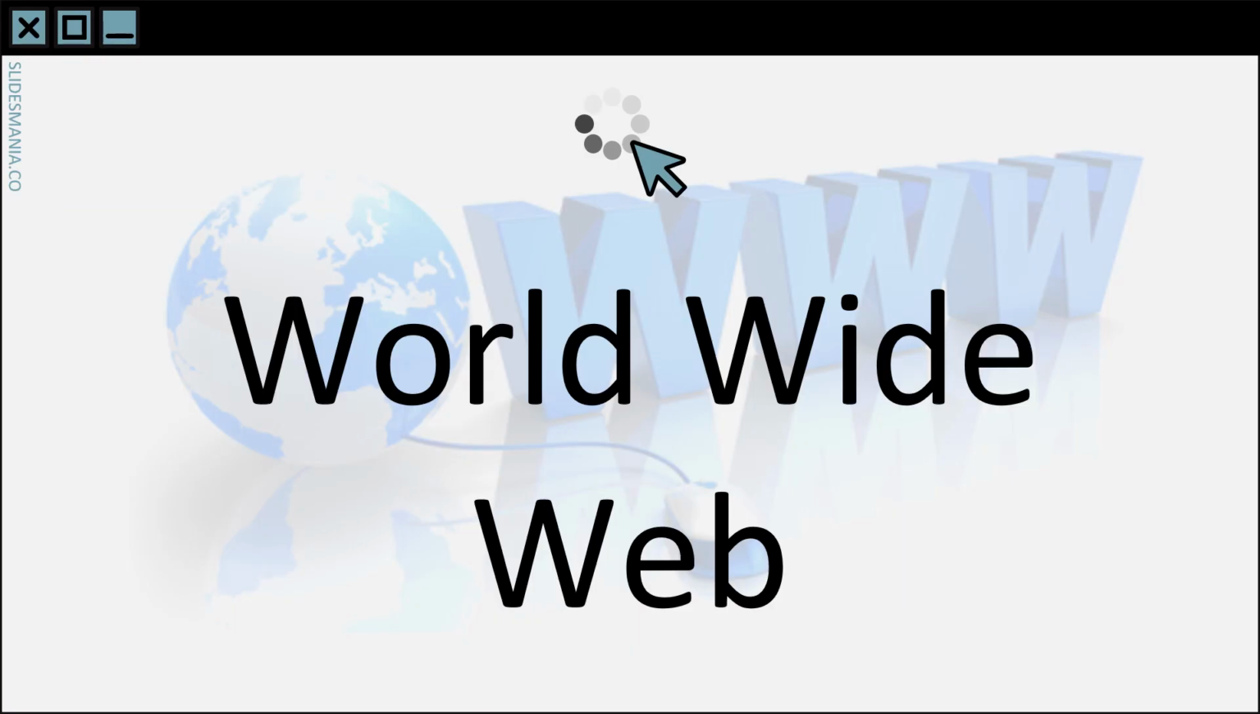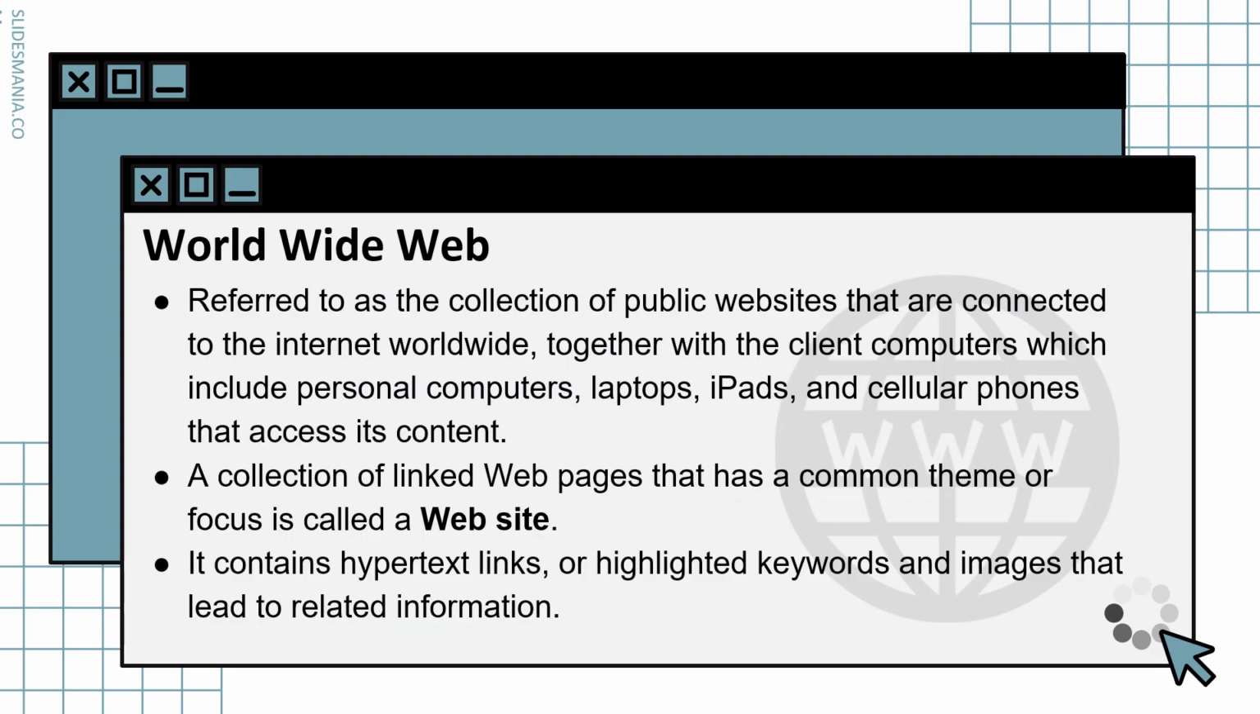So, let's proceed to the World Wide Web. So, what is World Wide Web? World Wide Web is referred to as the collection of public websites that are connected to the internet worldwide, together with the client computers, which include personal computers, laptops, iPads, and cellular phones that access its content.